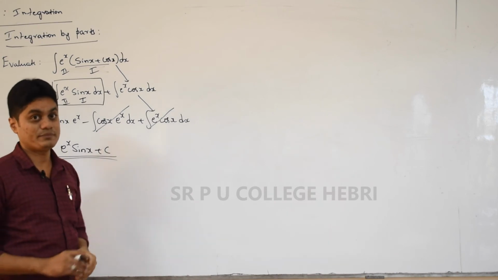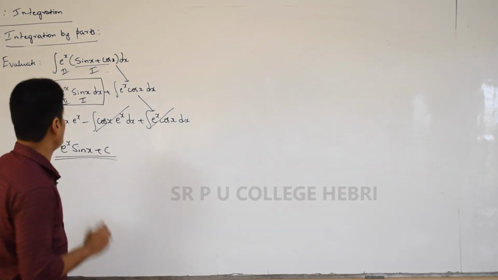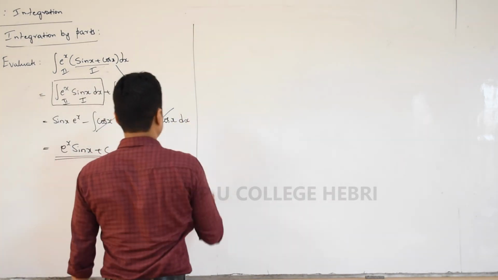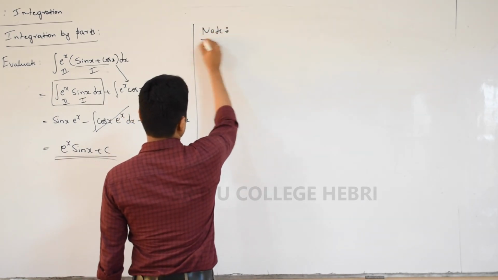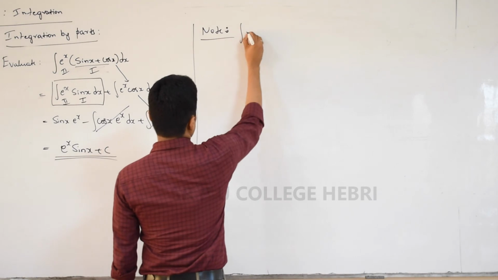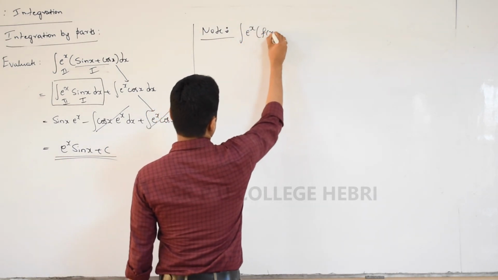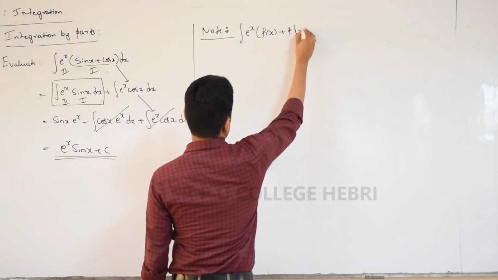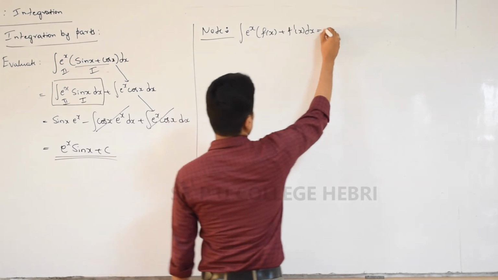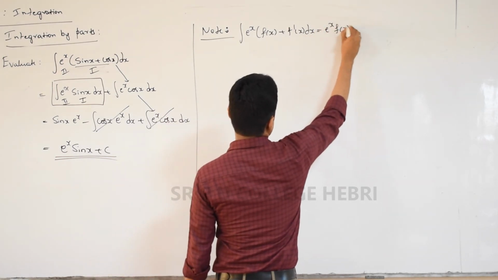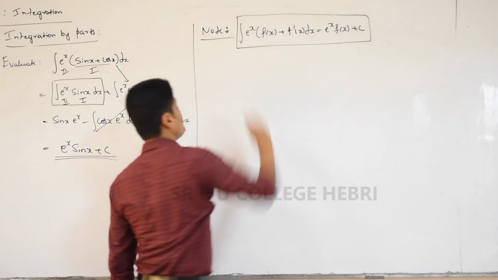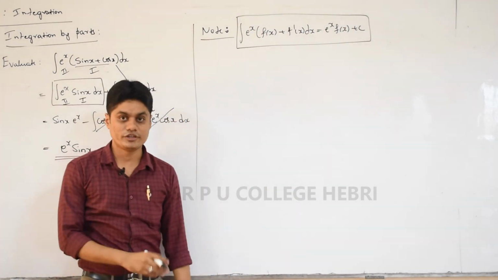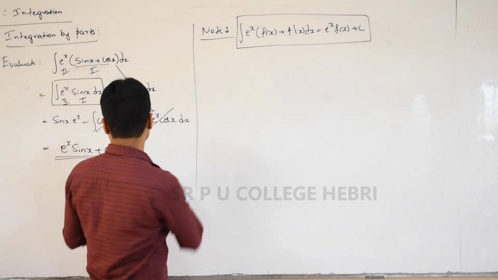So now I am going to discuss that type of function. Observe carefully. See this, write this as a note. The integration of e power x into f of x plus f dash of x dx is equal to e power x into f of x plus c. This is a rule or formula you must remember. You will get so many problems under this heading where you are going to apply this. So then you can solve in the same way.